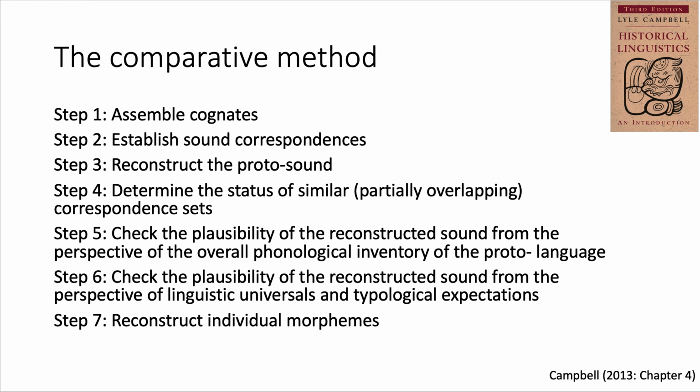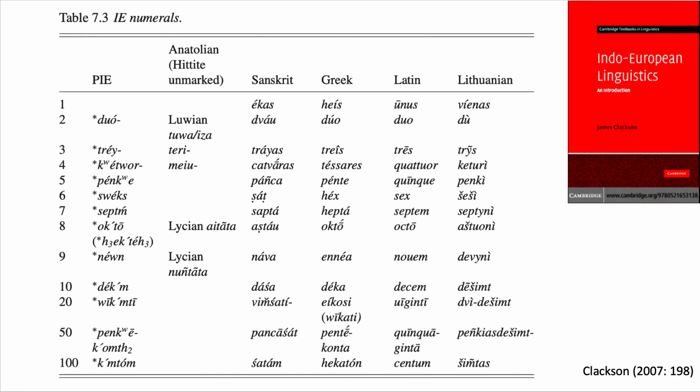So Campbell has a long chapter on this where he details these 7 steps with a lot of exercises for you to do if you are so inclined. But maybe for understanding it in full, you really need an example. So this is an example. These are numerals listed in several Indo-European languages. In the first column, we have the meanings of these number words, right? So we have 1, 2, 3, all the way to 100.